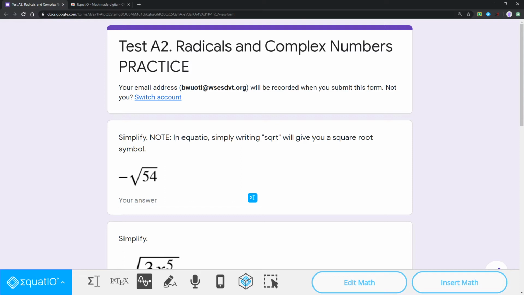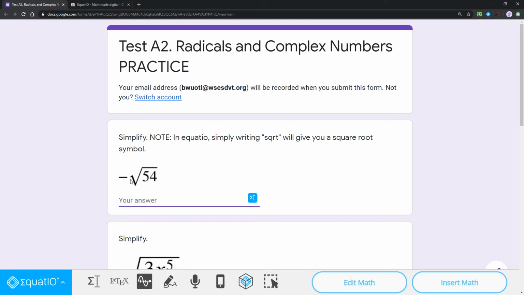So the way we're going to be using Equatio today is in a Google form for one of our tests. And this is actually a practice test on our radicals and complex numbers unit that I pulled from a whole bunch of stuff. And one of the things I've done is added notes on how you can access some of the tools in case during the test you forget some of these features.